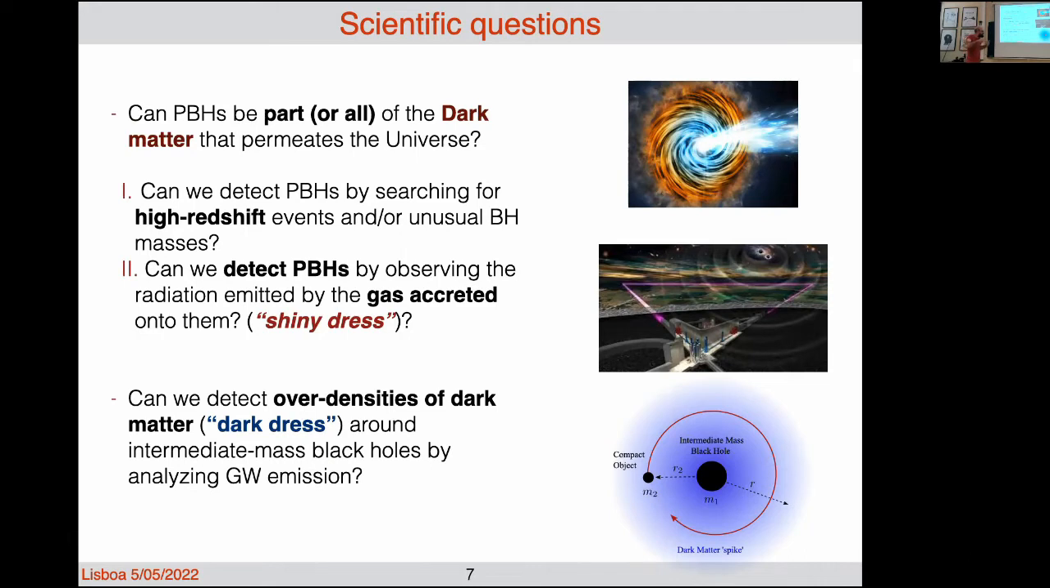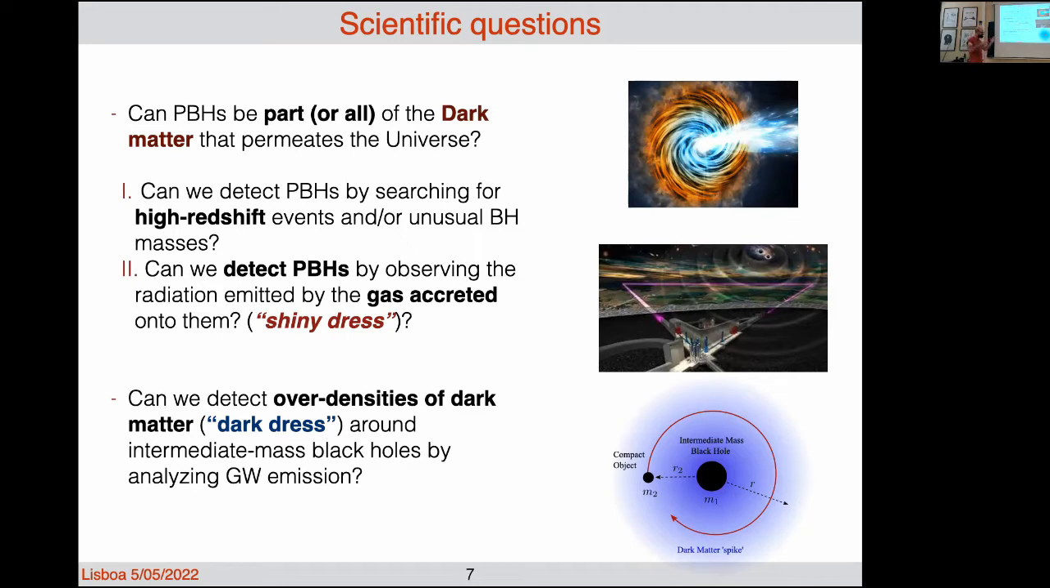So one can use black holes not as dark matter, but as a tool to discover dark matter, whatever is your favorite candidate. Black holes can be exploited because they can originate overdensities of dark matter around them. So whatever the dark matter candidate, one can check for anomalies in the emitted waveform, for example in a system with a compact object orbiting the black hole, due to the presence of dark matter overdensities around the black hole.